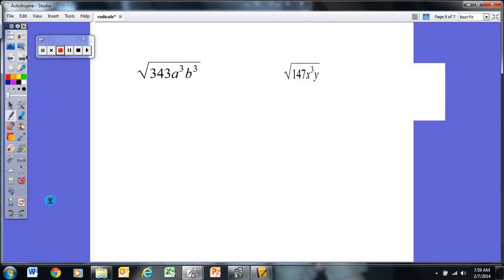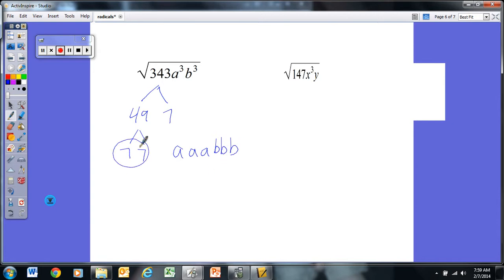Let's try this one, 343. Now I know that 343 is divisible by, let's say, 7. So it goes into, and then this breaks down into 7 and 7. So the prime factorization of 343 is 7 times 7 times 7. Then we have 3 A's and 3 B's.